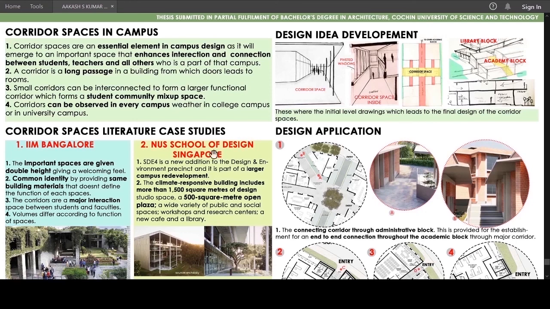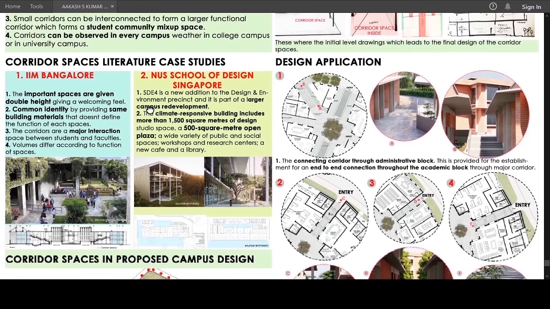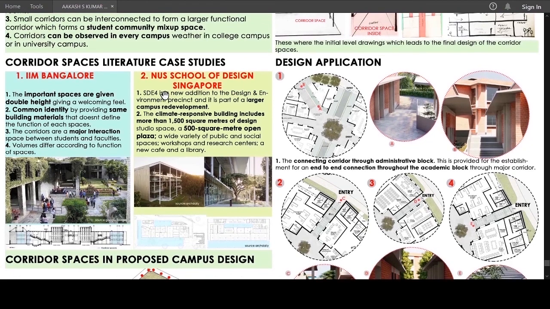For study, I have taken two literature case studies, that is IIM Bangalore and NUA School of Design Singapore. From IIM Bangalore, I came to understand that the important spaces are given double height, giving a welcoming feel and common identity by providing same materials that don't define function of each building. I try to achieve this by providing same materials throughout the campus buildings. For making major interactive spaces, corridors are the best option.